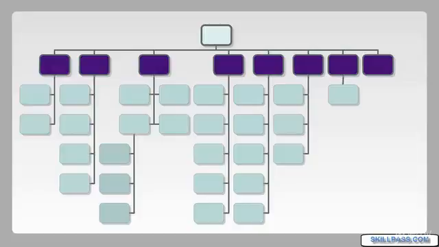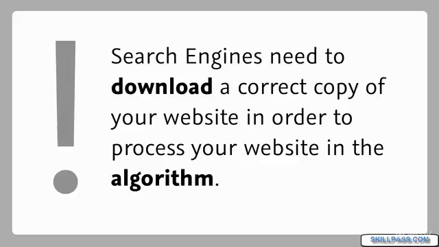So what is happening is, and this is critical to understand, the search engines need to download a copy of your website. If they can't download a copy of your website, it will not show up in the search engine results. So the first part of search engine optimization is making sure that the search engines are, quote unquote, seeing your website. And when we say seeing, we mean they're downloading your website.